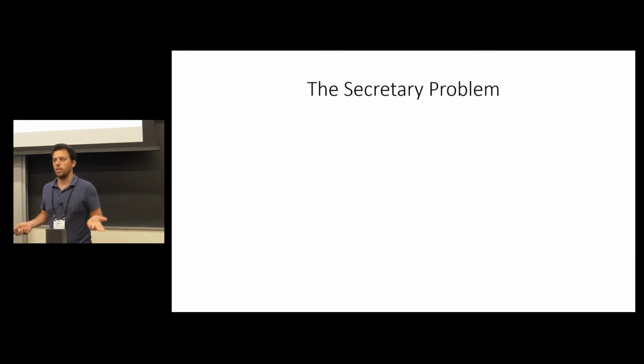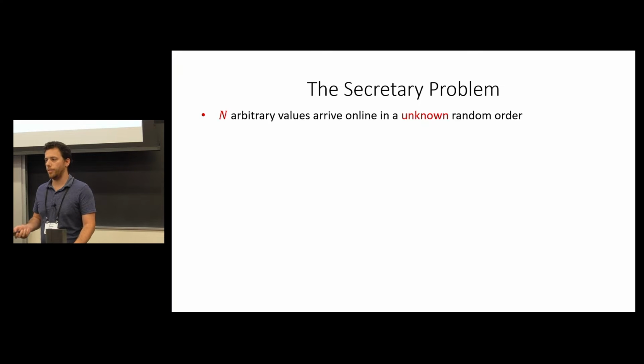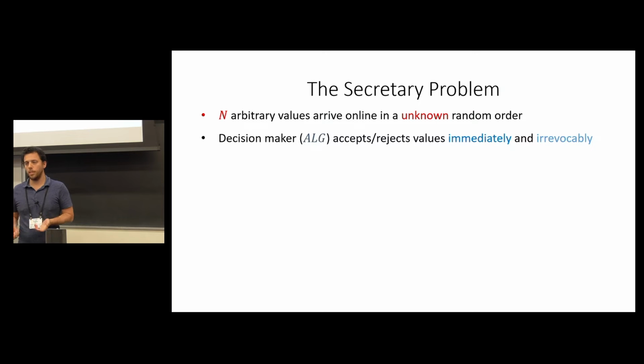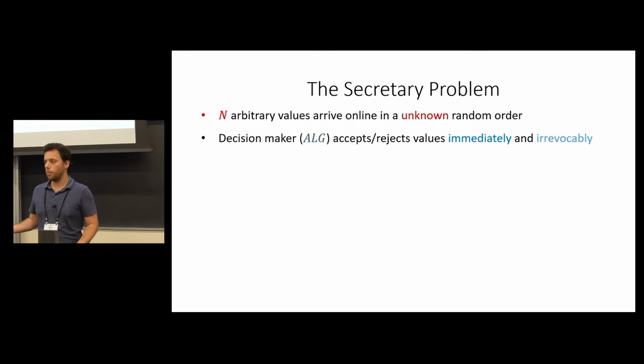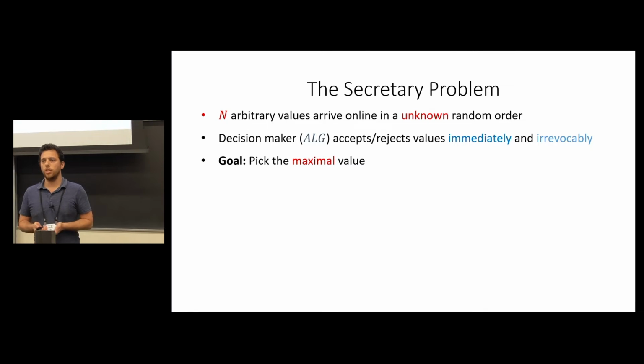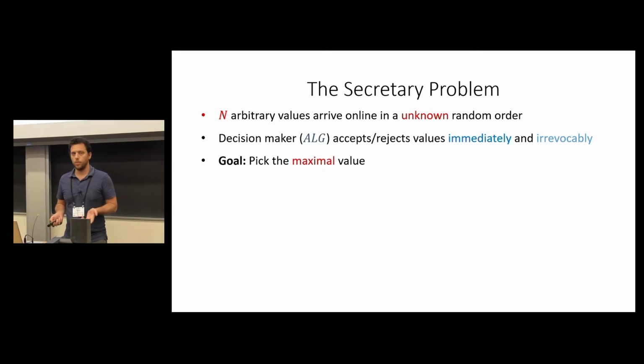So you all know the secretary problem. In general, we have n arbitrary values that are chosen by an adversary, and they are unknown to the decision maker. They arrive in a random order, and the decision maker needs to decide upon each arrival whether to accept or reject the current value. The decision must be immediate and irrevocable, and the goal of the decision maker is to pick the maximal value.